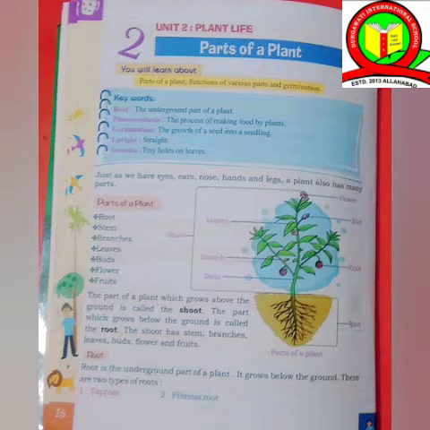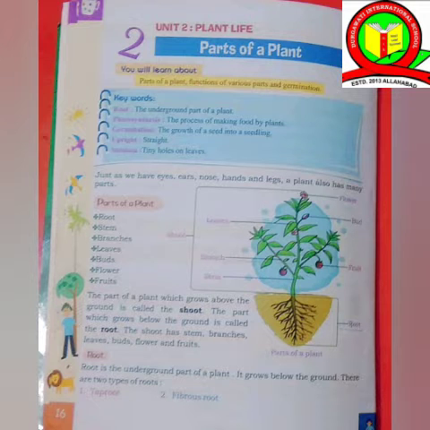There is a plant growing from the root to the tip. The body under the soil is called the root and the body above the soil is called shoot. The shoot has various parts. You can see all the names in the picture. The part of a plant which grows above the ground is called the shoot. The part which grows below the ground is called the root. The shoot has a stem, branches, leaves, buds, flower, and fruits.